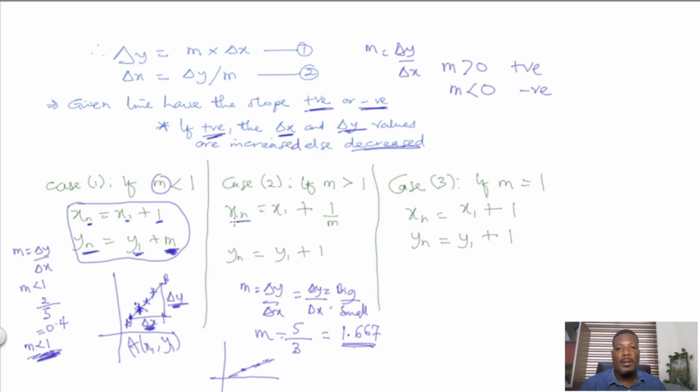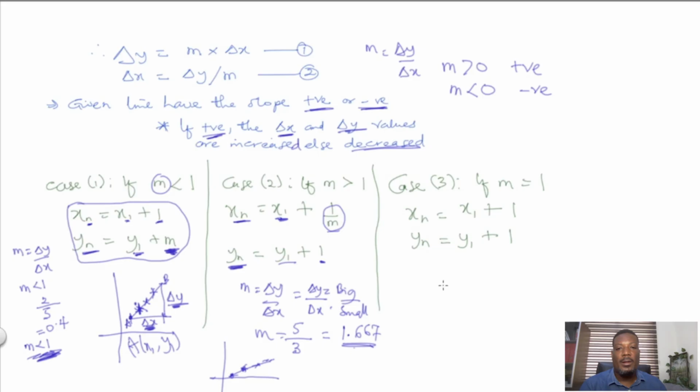So the new x coordinate will be x1, the starting point, plus 1 over the gradient. That will give us the x coordinates of the intermediate points right after the starting point of the straight line. And its new y value for the intermediates will be y1 plus 1.